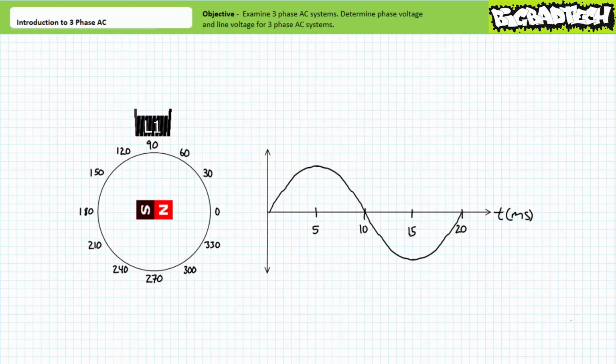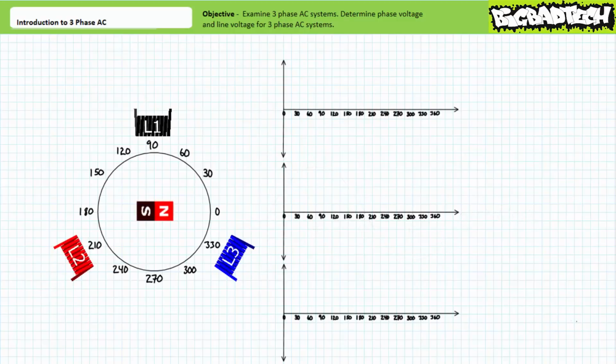Assuming the rotor completes a full revolution every 20 milliseconds, at 5 milliseconds, output voltage achieves a positive peak. At 10 milliseconds, it crosses zero, going negative, and at 15 milliseconds, output voltage achieves a negative peak, and at 20 milliseconds, it crosses zero, going positive, and the process repeats itself. This should be pretty easy to understand. Let's step this process up a notch.